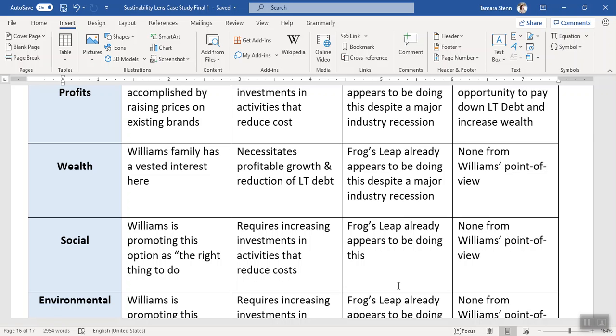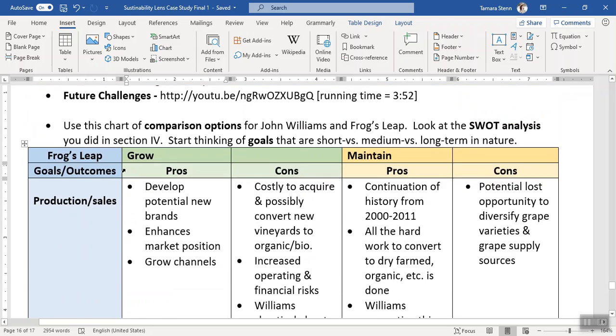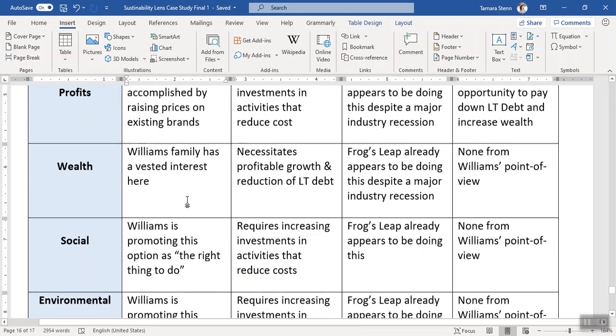On the social end, Williams is promoting this option as the right thing to do. Let's go fix that. That's his whole rationale behind why he has this big sustainable organic wine business. It's the right thing to do. And that's awesome, right? That's a real growth. That's a pro, and this is something he's committed to and wants to keep doing. And he's constantly looking to see where he can do more and more in this area.